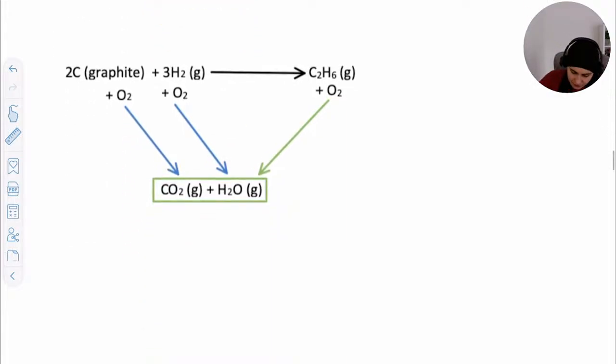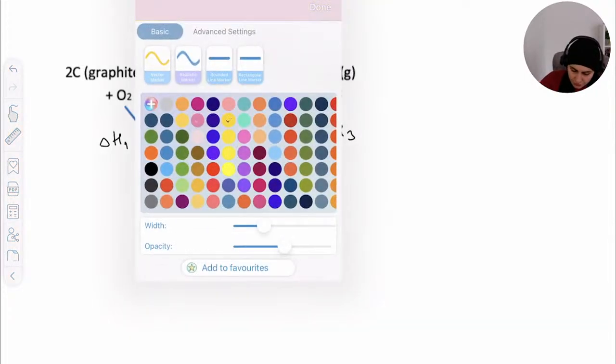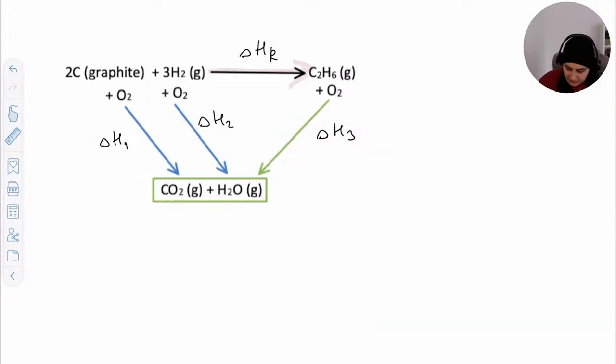And last example, let's do this one. Let's say you need to find this. So delta HR, and this would be delta H1, delta H2, delta H3. You know delta H1, delta H2, delta H3 from the data booklet, or they give this in the question. So this is your direct route. That's what we need to find. So we say delta HR equals to... And this is your start, this is your end of the cycle.